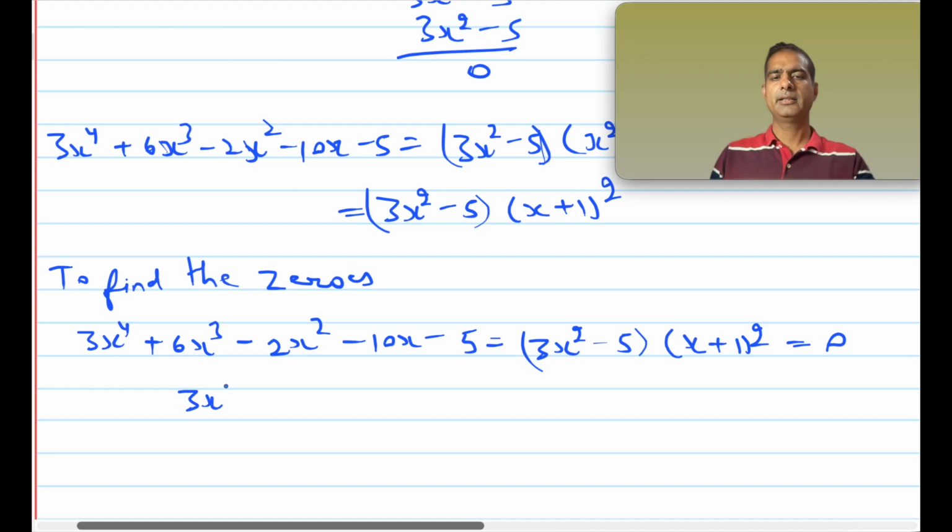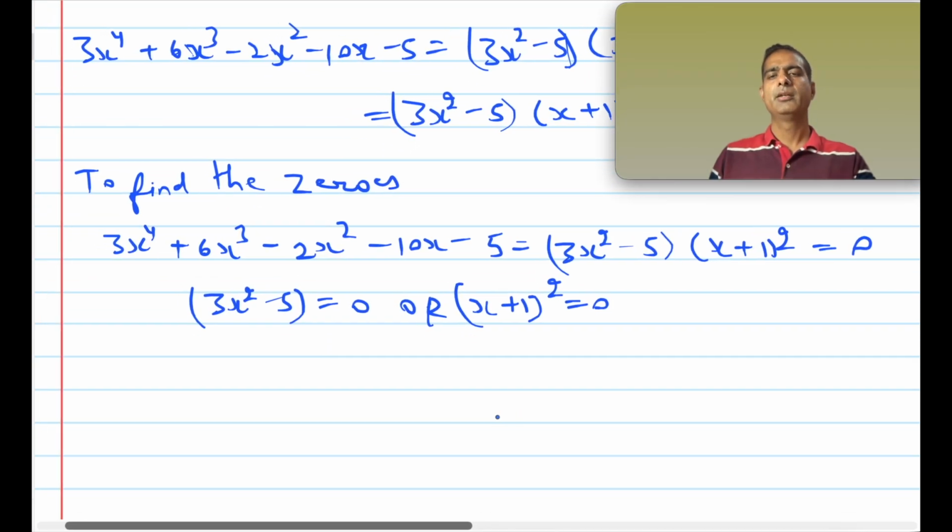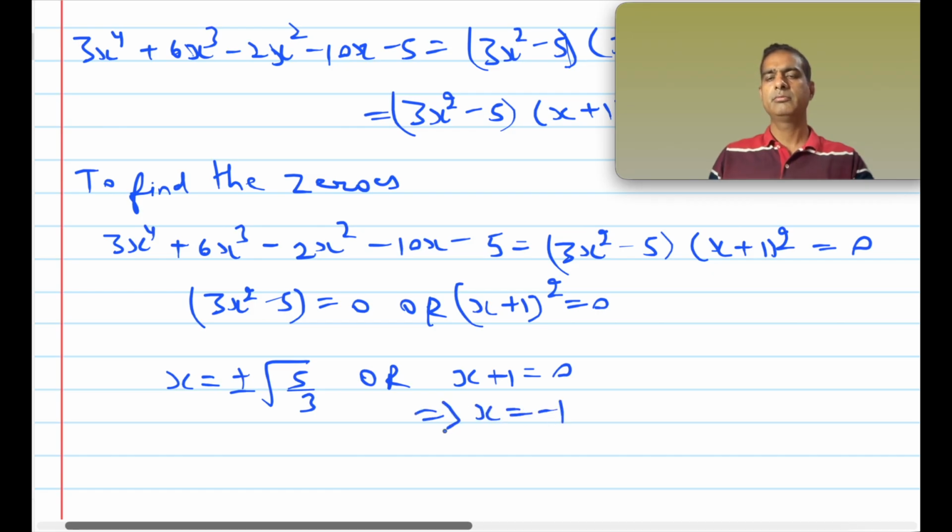So I can write 3x square minus 5 is equal to 0, or x plus 1 whole square is equal to 0. It means from this we already know the zeros that were given. So from this we will be getting x is equal to plus minus root over 5 by 3, or x plus 1 whole square will be 0 only if x plus 1 is equal to 0, and this implies x is equal to minus 1. So the other zeros are minus 1 and minus 1. So it is a repeated root.